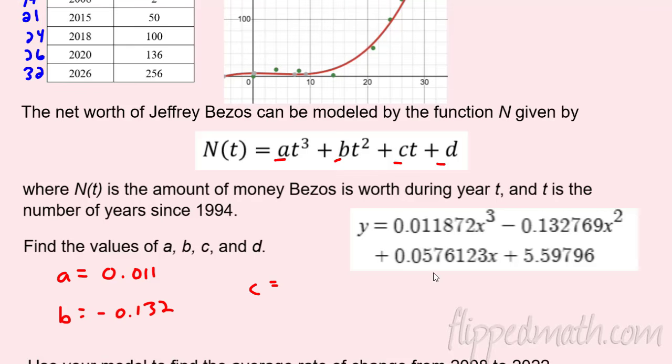Boom. Part C is right here, 0.057. And the last one, part D, is 5.9. Oh, I almost got that one wrong. I can't even copy the answer. It's right there in front of me. 5.597. 3 decimals, stop writing.